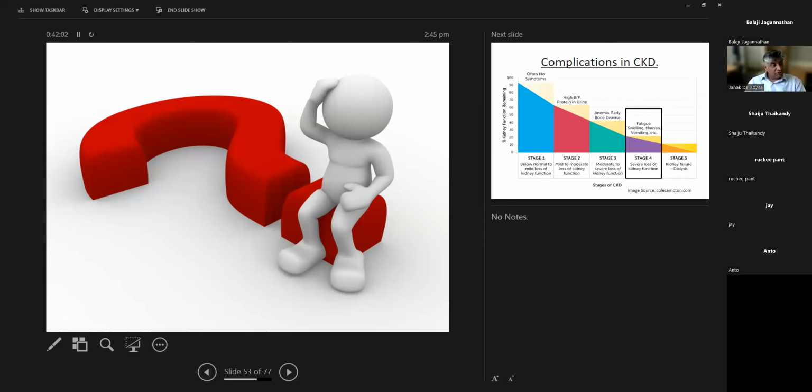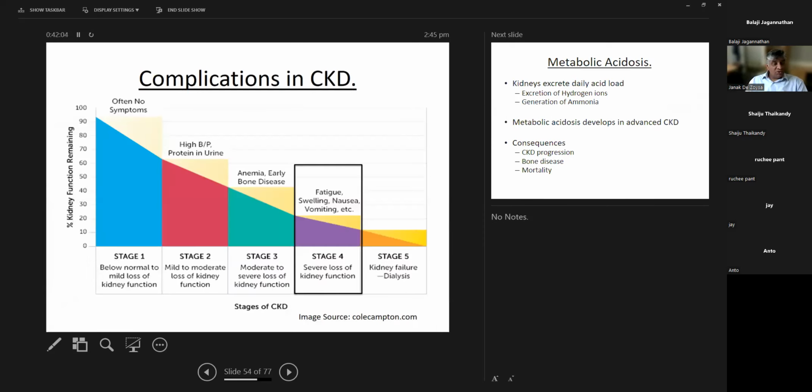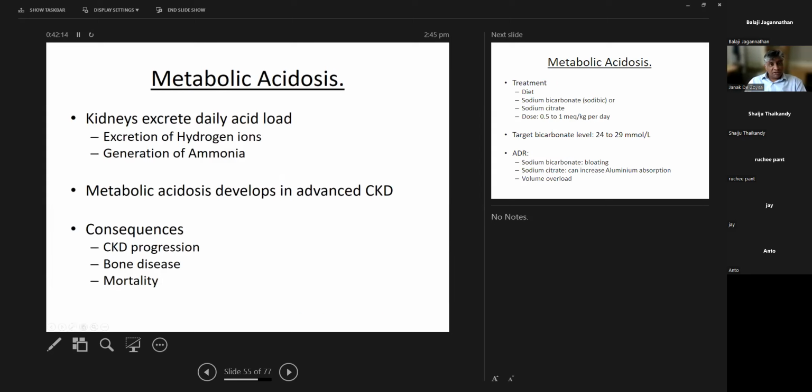So as we get progressive chronic kidney disease, we'll start to get CKD4, and a few other problems. One of those key problems is metabolic acidosis, because you remember that the kidneys will excrete acid and are also important in regeneration of bicarbonate. As we develop metabolic acidosis, this can accelerate the progression of chronic kidney disease.